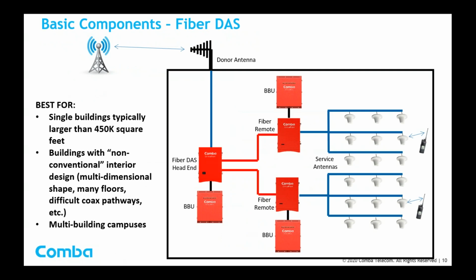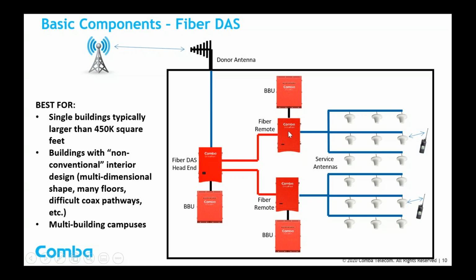This next slide shows a fiber DAS. Again, very similar in ultimate function. You've got a fiber DAS head end connected to a donor antenna that sends signal back and forth to the network tower. Of course, the head end also has to be battery backed up. But now, instead of this device connecting directly to the service antennas, the device is connected over fiber, as depicted in the red line, to fiber remote units.